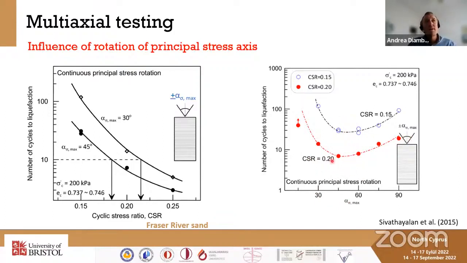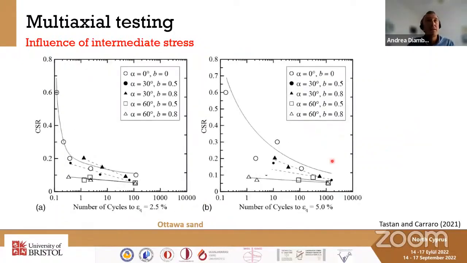So we're looking now at orientation, we look at rotation, and then we are missing the third dimension that we have in multi-axial testing, that is the intermediate stress. And here I'm just showing the work of Tastan and Carraro, who look at the effect of the intermediate principal stress through the factor b, and you can see that this factor has indeed an influence on the liquefaction resistance, but probably less than the rotation and the orientation of the principal stress axes.